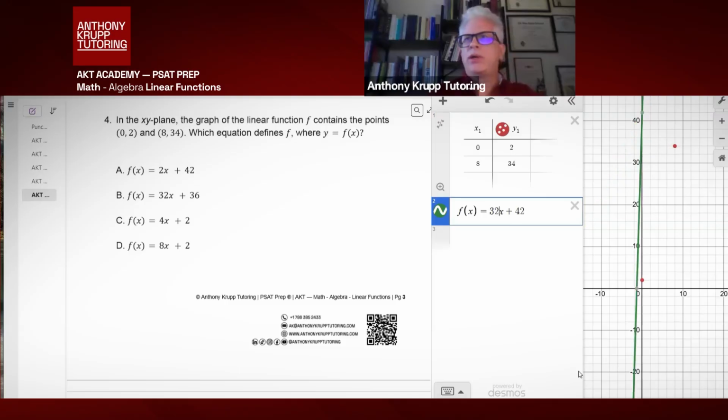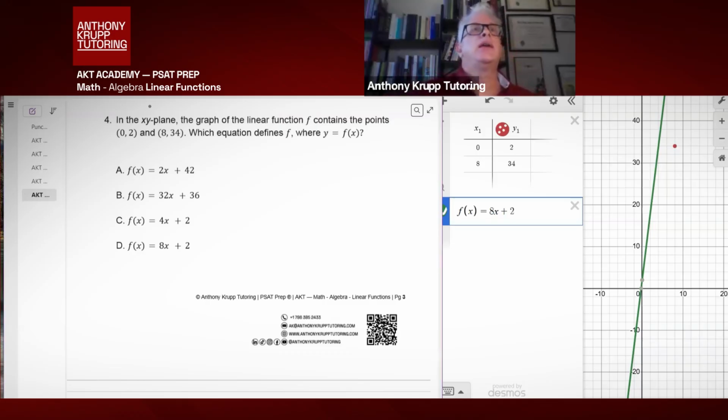Now I'm going to make it 32x plus 36. Does that look right? No, that doesn't intersect the points. B is wrong. Get rid of it. Let's see, 4x plus 2. Does that look right? Yes, it does. That's our answer. And if you want to check just to be sure, check out the 8x. That's wrong. Clearly it's C. Yay. Okay, how efficient was that?